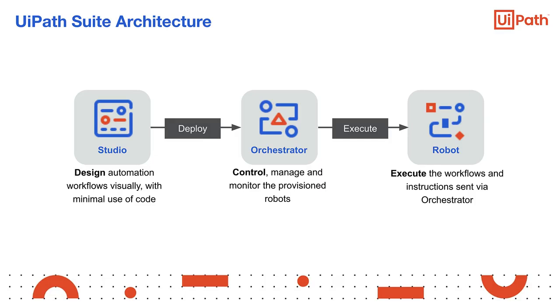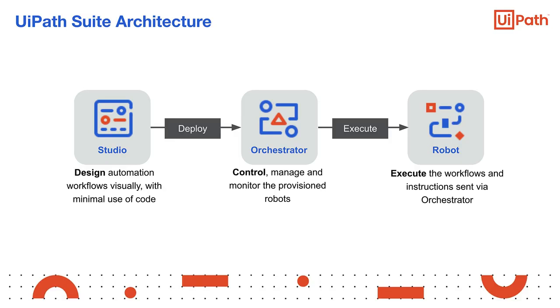In the UiPath suite, we have three components: Studio, Orchestrator, and Robot. So far, we have used UiPath Studio to design or to configure automation workflows. And now we are going to look at how to use Orchestrator to control, manage, and monitor these workflows, and how to use a robot to execute these workflows.